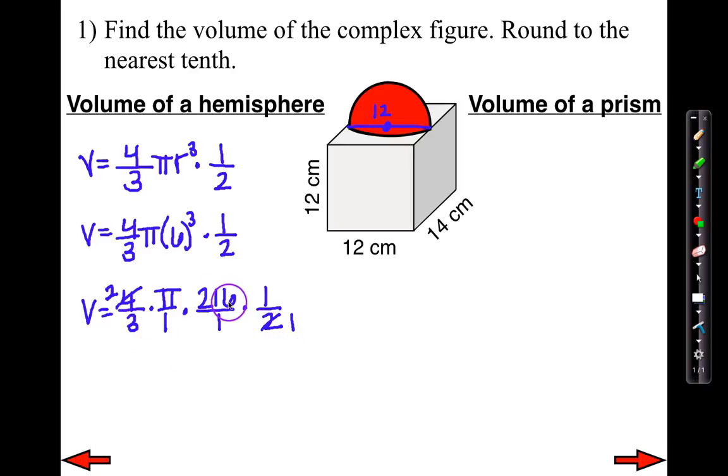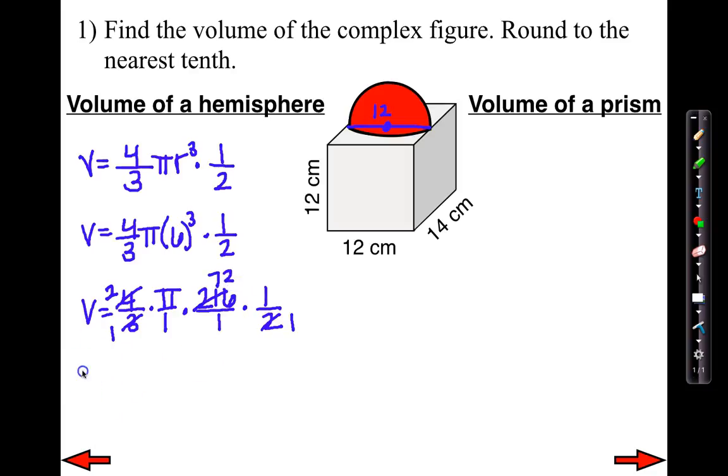Can 3 go into 216? Well, remember the quick way to test is to add up all the digits. 2 plus 1 is 3, plus 6 is 9. So can 3 go into 9? Absolutely. So it also goes into 216. So 3 divided by 3 is 1. 216 divided by 3 is going to give me 72.